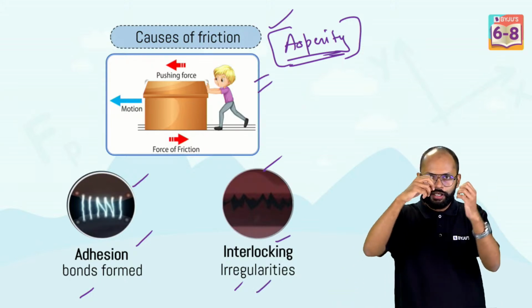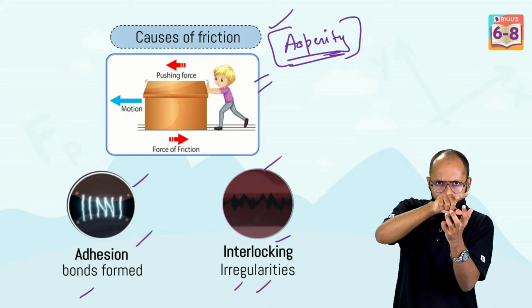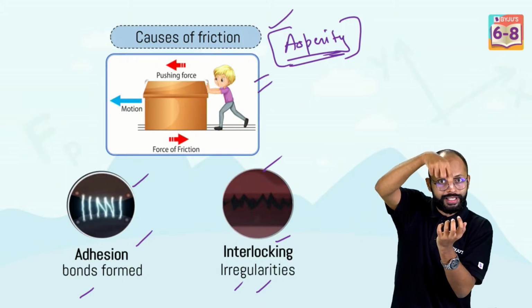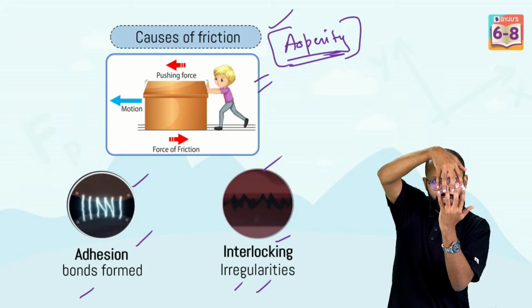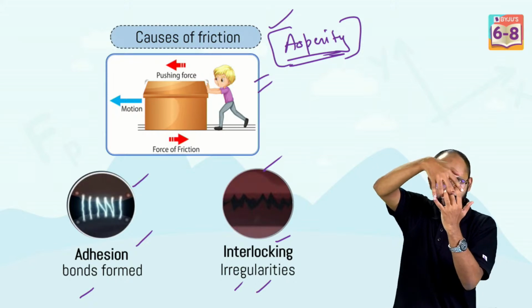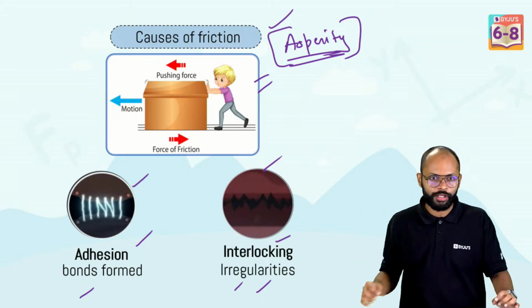So what happens? On a very small scale, you will see hills and valleys. The top surface also has hills and valleys. When they come in contact, they interlock like this sometimes, and then you push and pull, so that's how friction acts, okay?